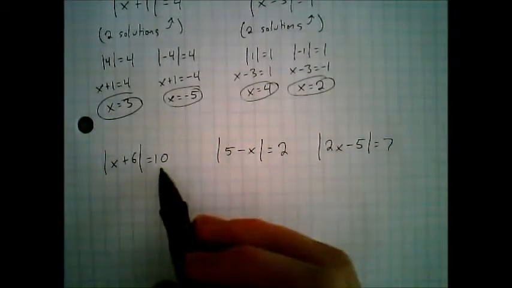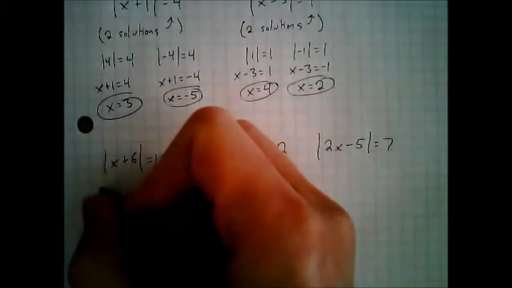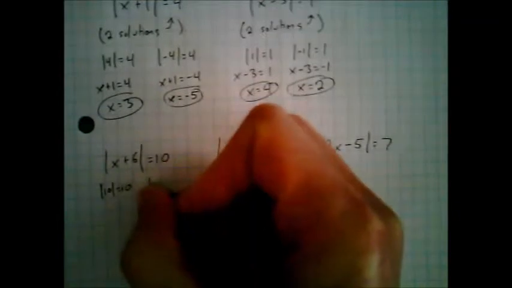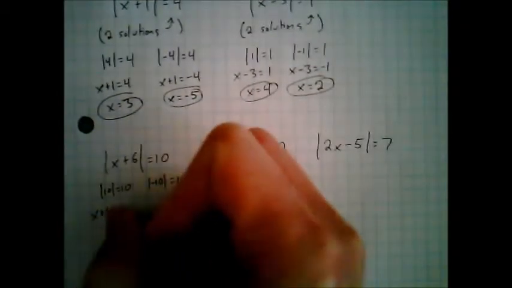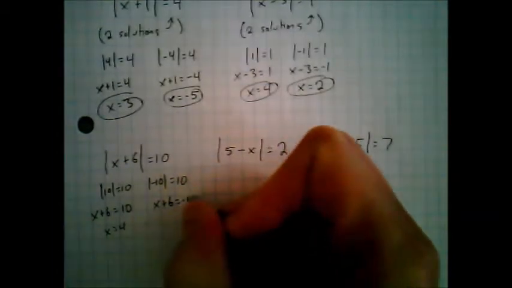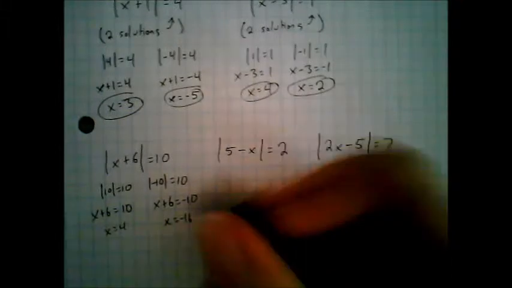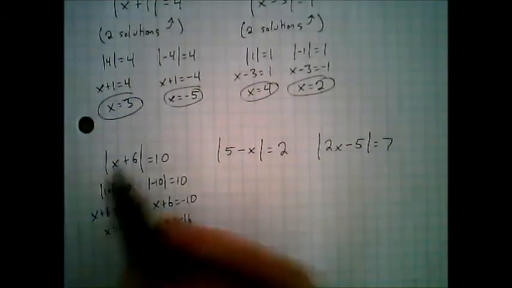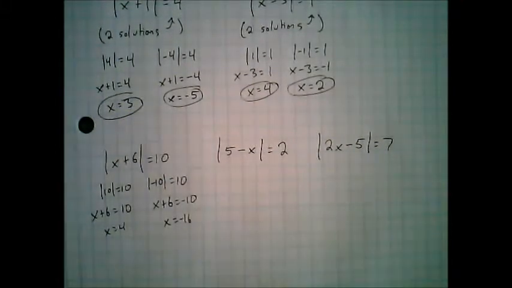Okay, the first one, two solutions because we equal a positive number. So the absolute value of 10 is 10, and the absolute value of negative 10 is 10. So I'm trying to get x plus 6 to equal 10. That's when x equals 4. I'm also trying to get x plus 6 to equal negative 10. That's when x equals negative 16. So those are my two solutions, x equals 4 and x equals negative 16.